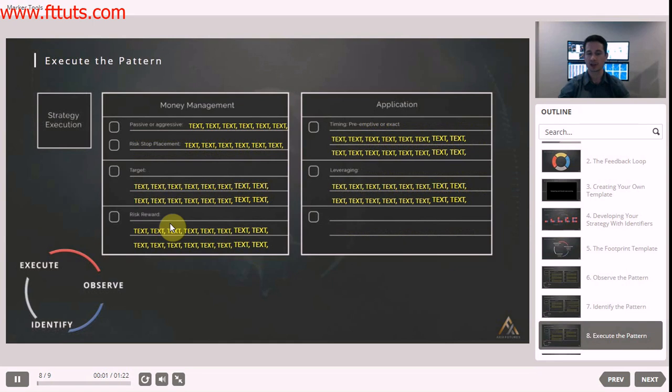So the third section of the template is all about strategy execution. Again, the two subsections will include money management as well as the application or the decision-making process. Now, some of the identifiers we're going to consider with regards to money management will include passive or aggressive execution, risk stop placement, target placement, as well as the risk reward. And then in terms of the application side, timing, whether we're preemptive or exact, as well as leveraging, better known as pyramiding.